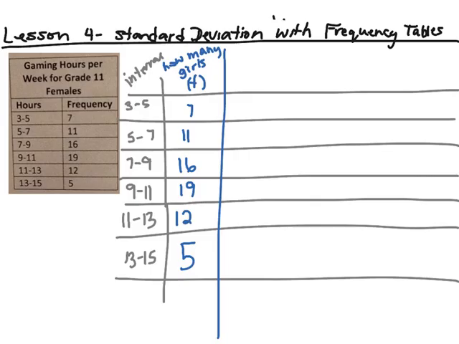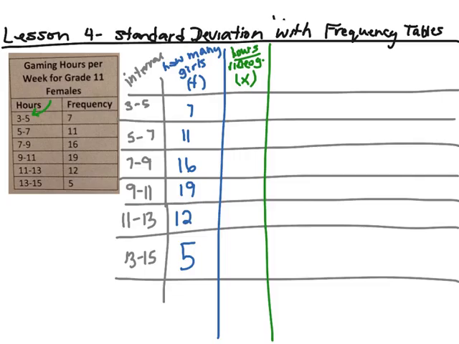Next, we're going to find the midpoint. The midpoint is going to be between these two numbers. The reason we choose the midpoint is it's going to be the best way to show the most information. We're going to call it X, and it represents the hours worked. That's the number of hours they play video games.